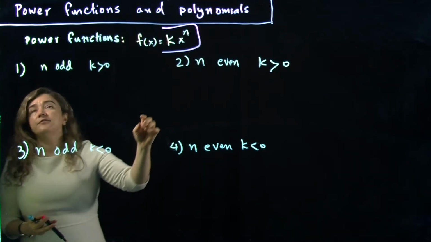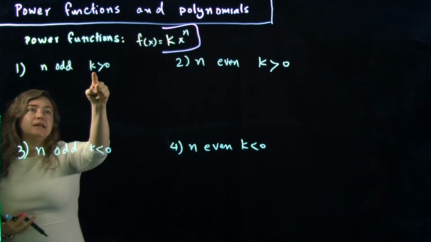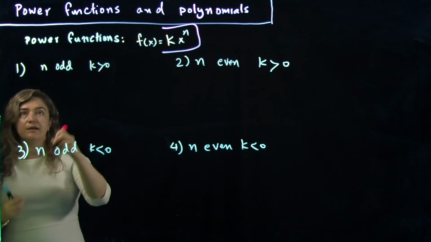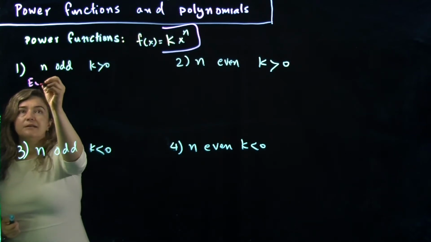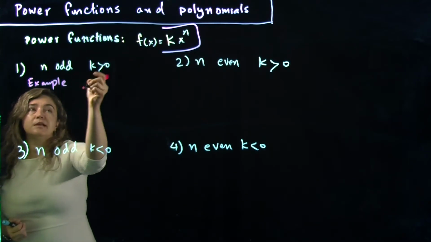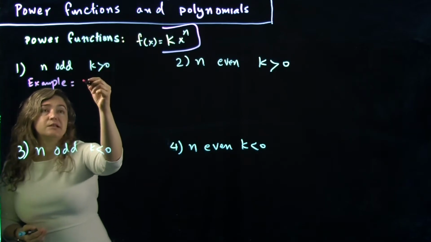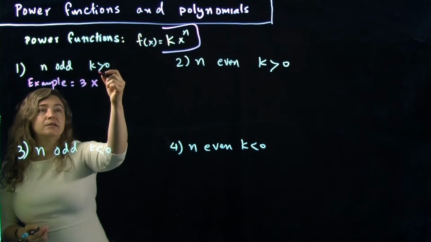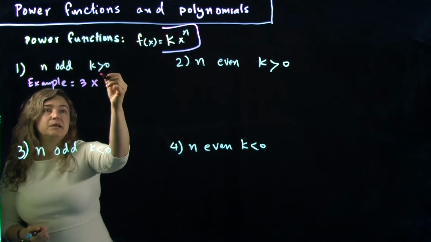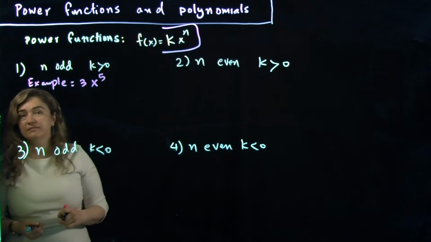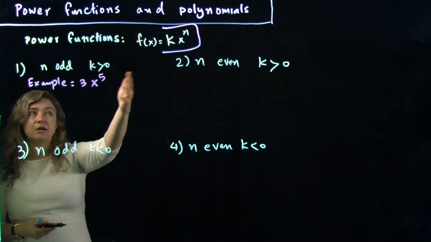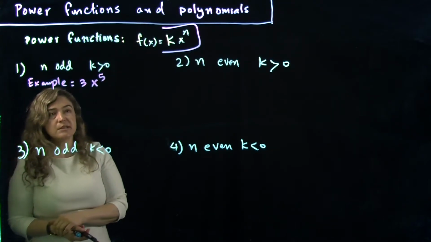Let's say n is odd and k is bigger than 0. What sort of examples do we have with that? Examples, k is bigger than 0, so let's say 3, and then x to a power that is odd, that would be, let's say, 5. Okay, so how do we graph this type of function?